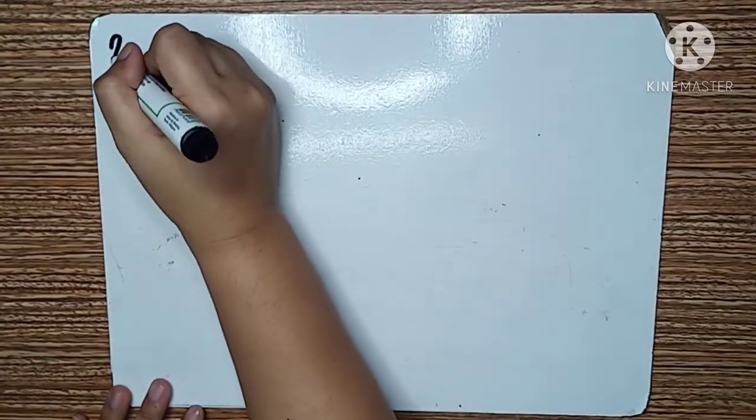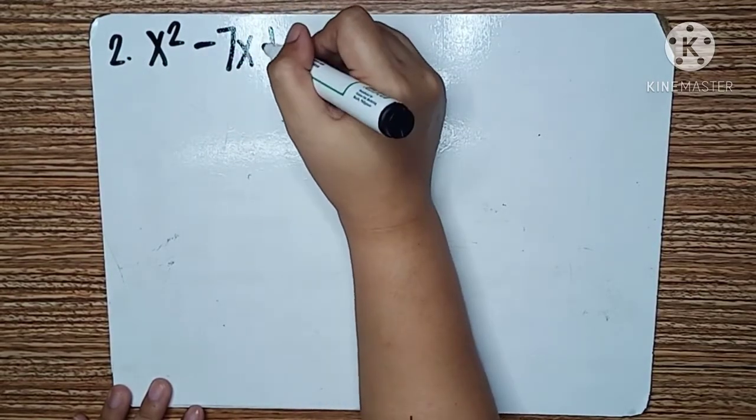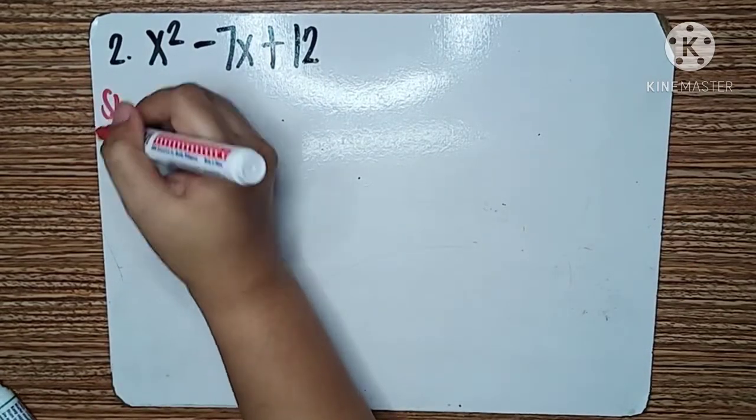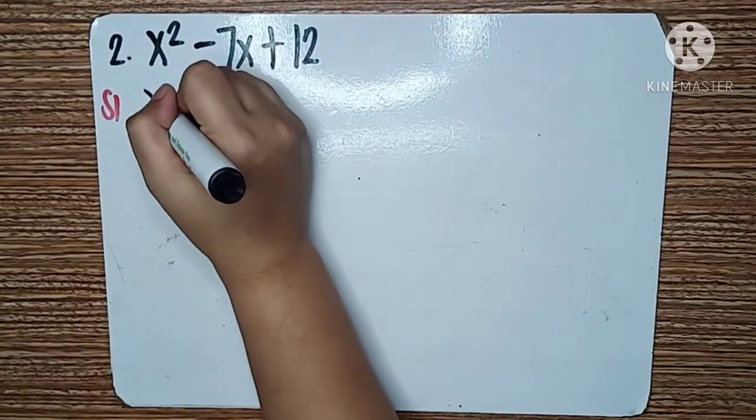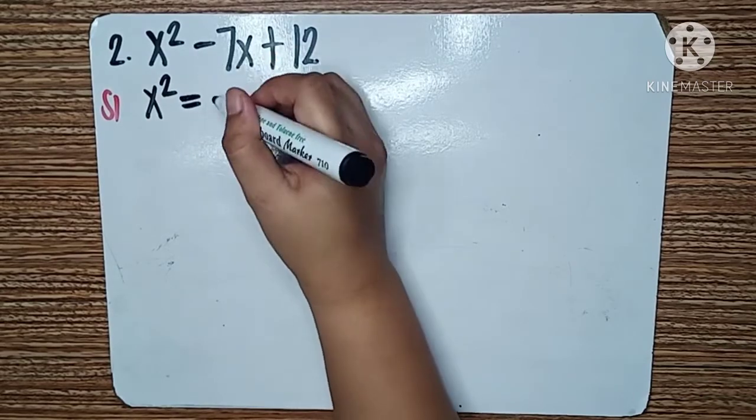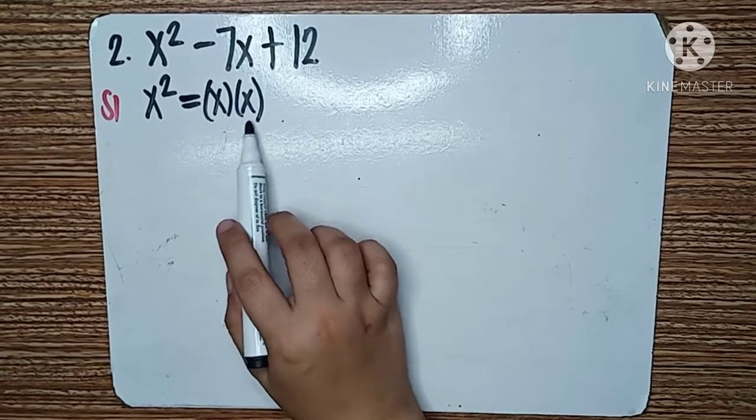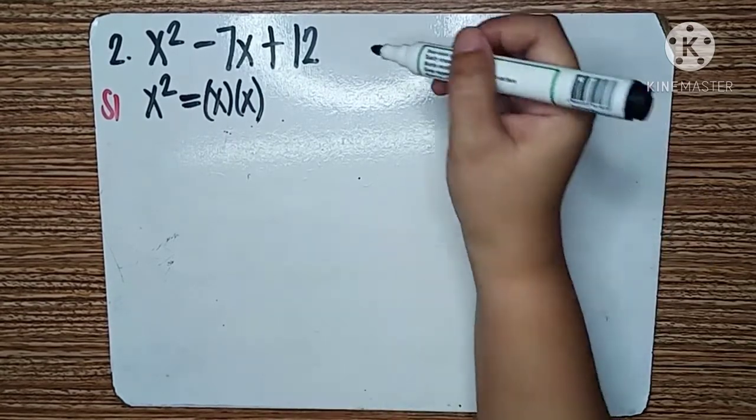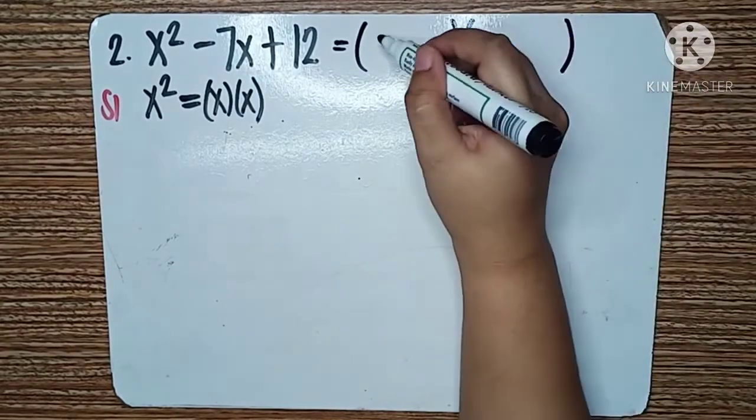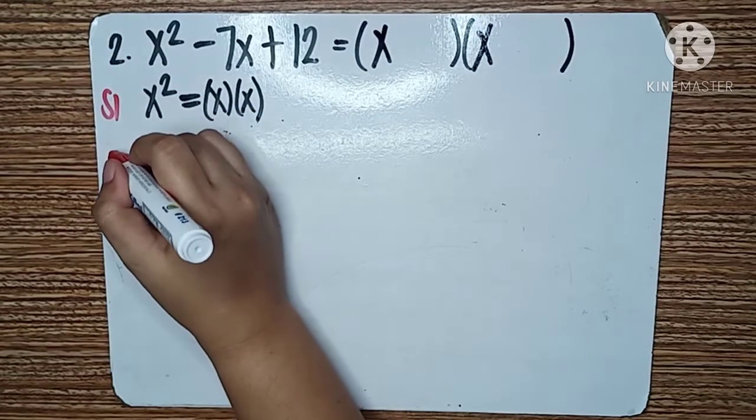Example number 2. X squared minus 7x plus 12. So, step 1, we'll factor out x squared, which is the first term. And the factors for x squared is x and x. And these factors of x squared is the first term of the binomial factors. X, x.